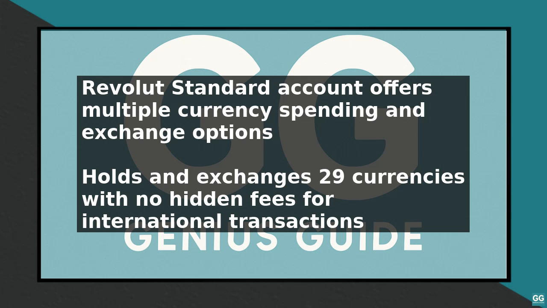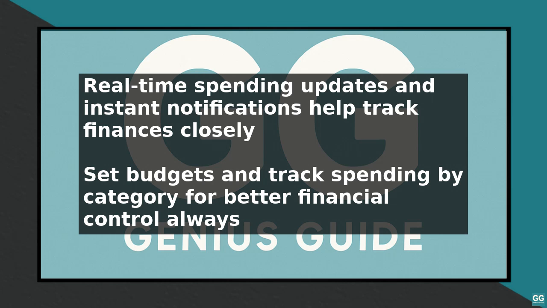In addition to spending and exchanging money, the Revolut Standard account also offers a range of other features. You can set budgets and track your spending by category. And you can also freeze and unfreeze your card if it's lost or stolen. You can also use the app to send and receive money, both domestically and internationally.